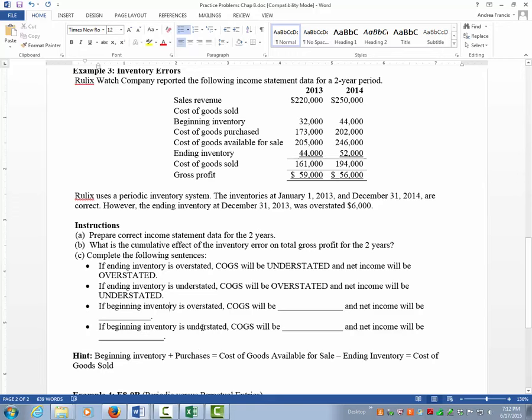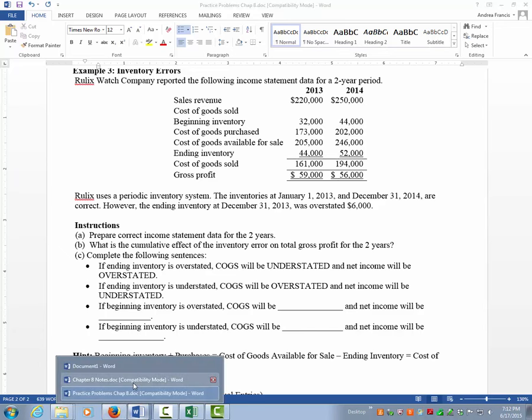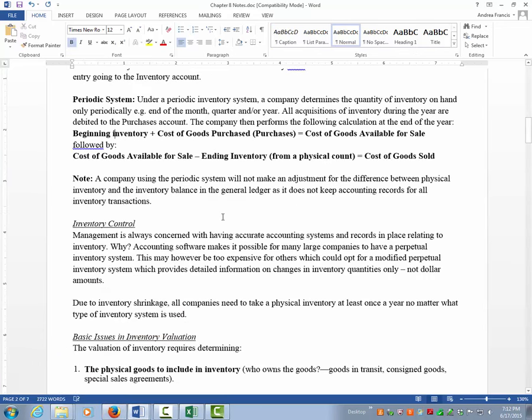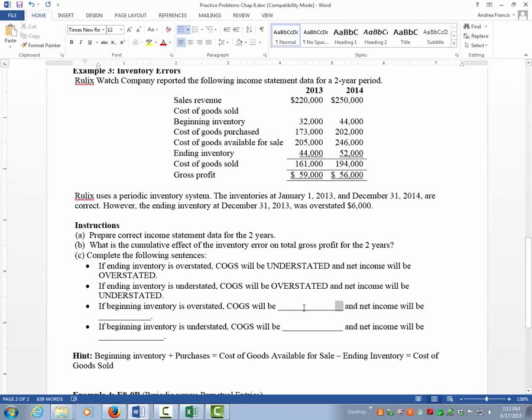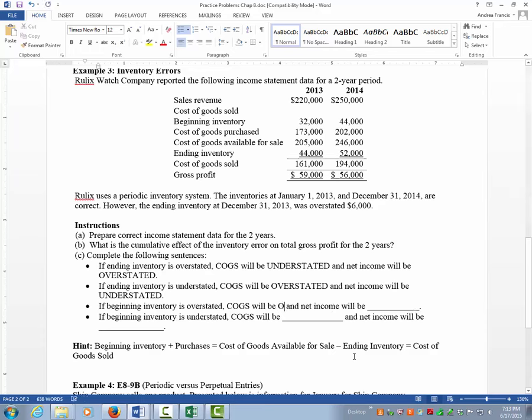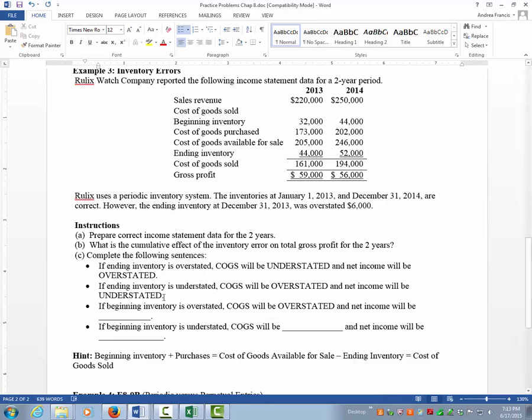Moving on to the next bullet, if beginning inventory, so this is interesting now, we're dealing with beginning inventory. So if beginning inventory is overstated, let's see where beginning inventory stands in this relationship. Beginning inventory is over here. If beginning inventory is too high, it's not being subtracted, so it probably means that cost of goods sold is going to be too high as well, because we are saying that we had more items to sell than what we actually did. So if beginning inventory is overstated, then cost of goods sold will also be overstated. And if expenses are too high, then net income will be understated.